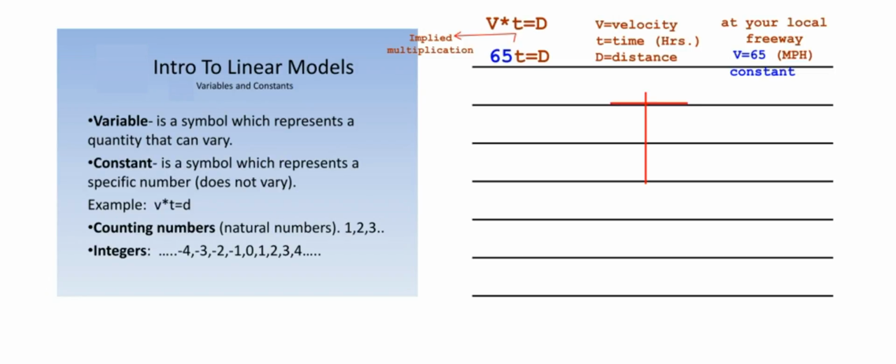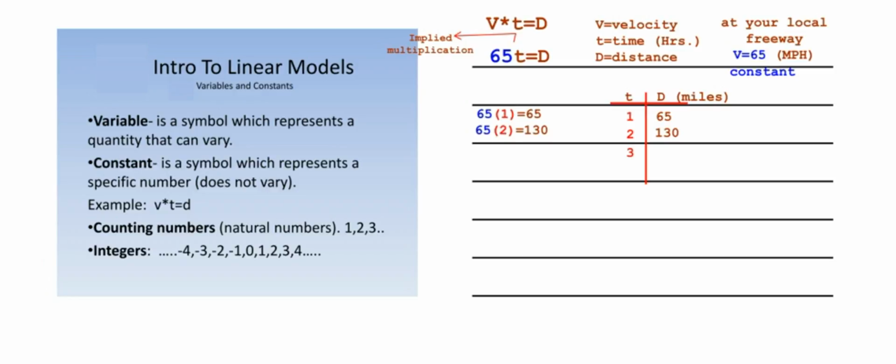Okay, let's try to make a table. t, time in hours, and d, miles. Let's say you drive for 1 hour. We replace t, the time, with 1 because we've driven 1 hour. 65 times 1 gives you 65. So if you drive for 1 hour, you've driven 65 miles. If you drive for 2 hours, replace the t with 2. 65 times 2 gives you 130, right? So if you've driven for 2 hours, then you've driven the equivalent of 130 miles.